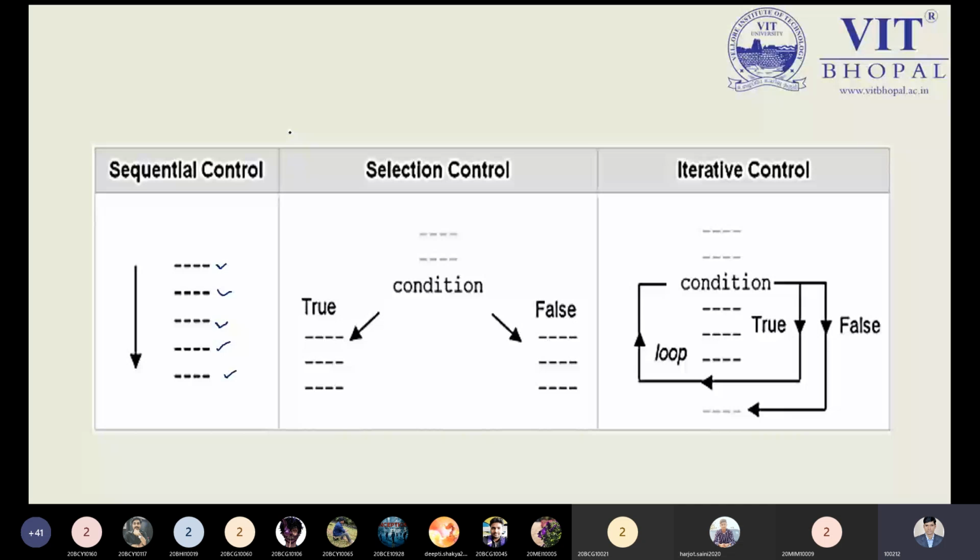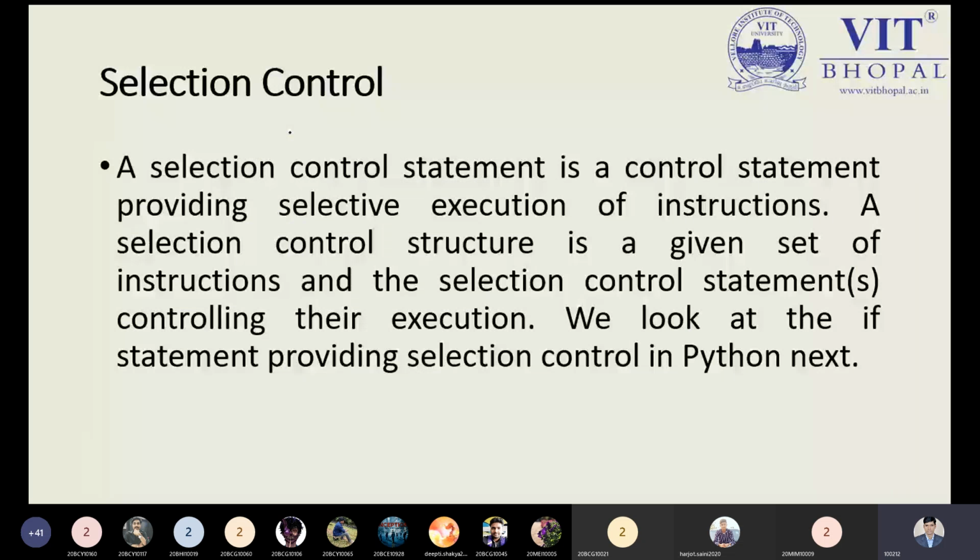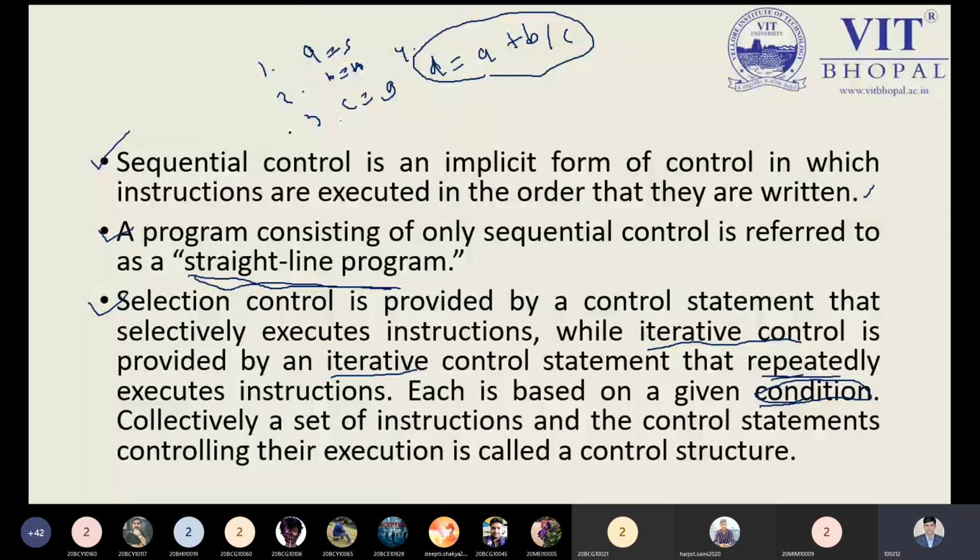So selection control. There's no specific need to tell more about sequential control. Why? Because if the instructions are written in the sequential manner, they already come under sequential control. Now, please read this statement once again. Sequential control is an implicit form of control. So a program written in the sequential way is already part of sequential control. So there's no need to tell more about sequential control.